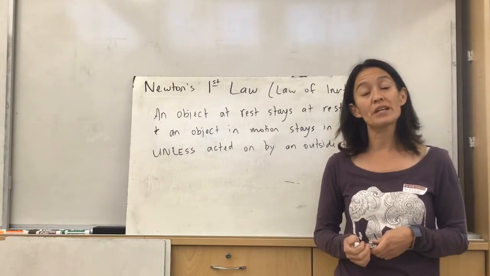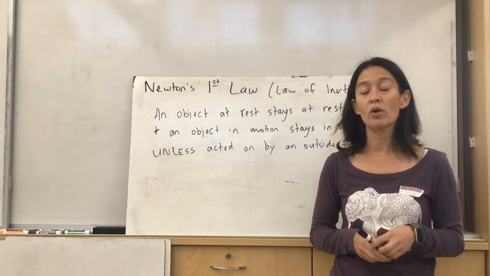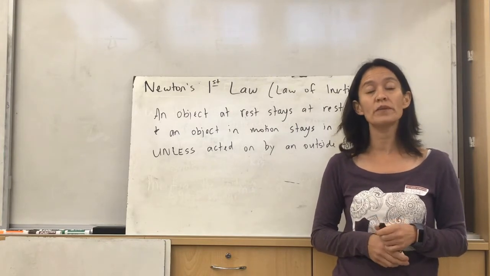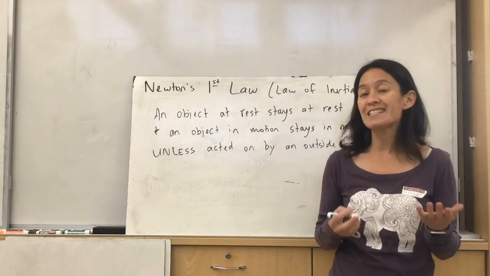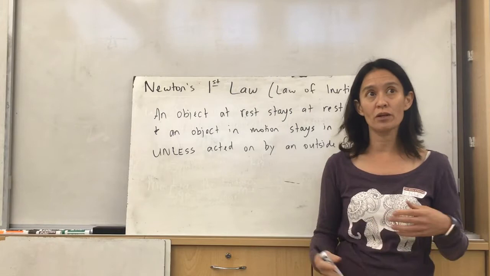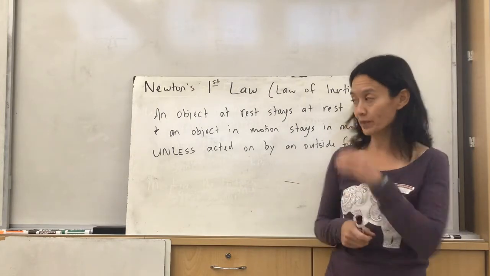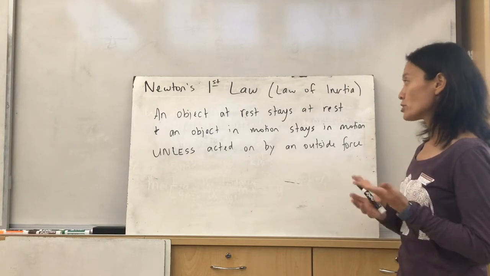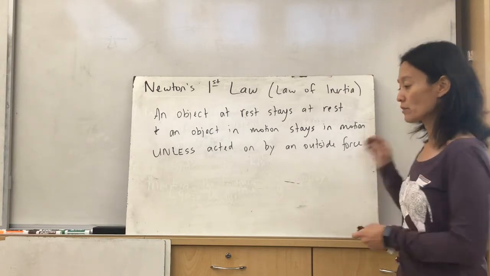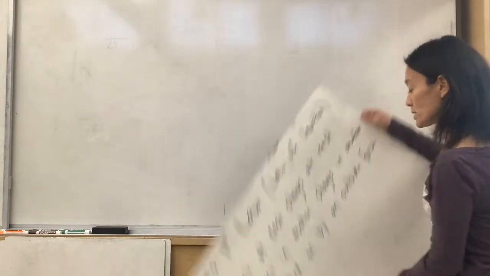But an example is space, where there are very, very limited molecules, so there's very, very limited friction. If you were to throw an object out in space, it would just keep on going unless an outside force acted on it. So unless it got trapped in the gravitational field of a planet or something like that, okay? So that's Newton's first law. An object at rest stays at rest, an object in motion stays in motion unless acted on by an outside force.